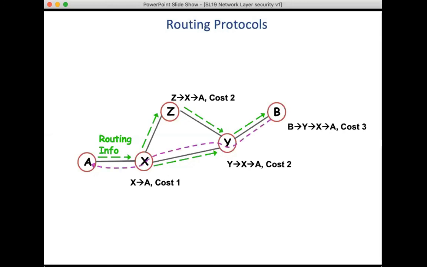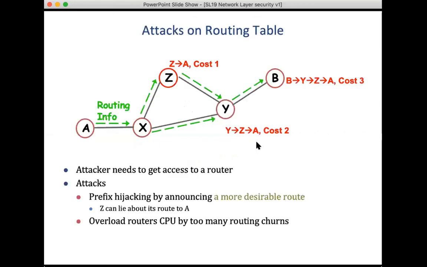All right. So this shows the path between A and B, right? Now we can do an attack on the routing table. Now let's assume node Z says my cost to A is 1, instead of 2. It just lies, right? And now based on this advertisement, all other nodes will change the cost.